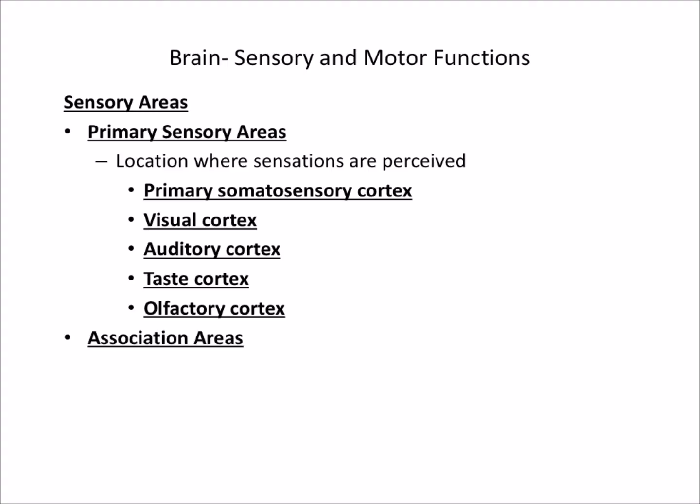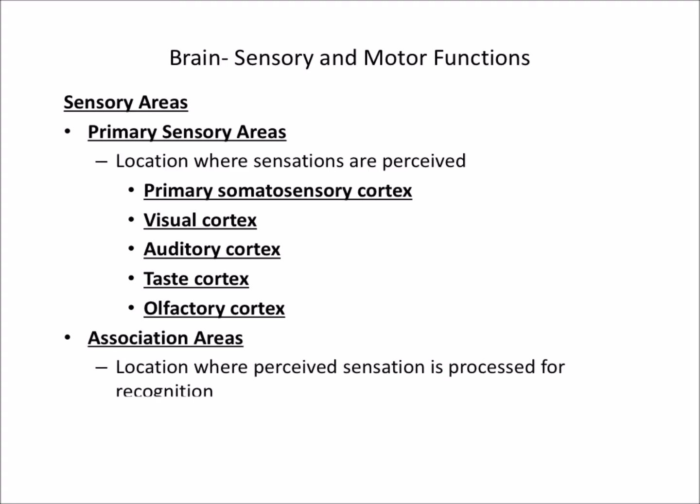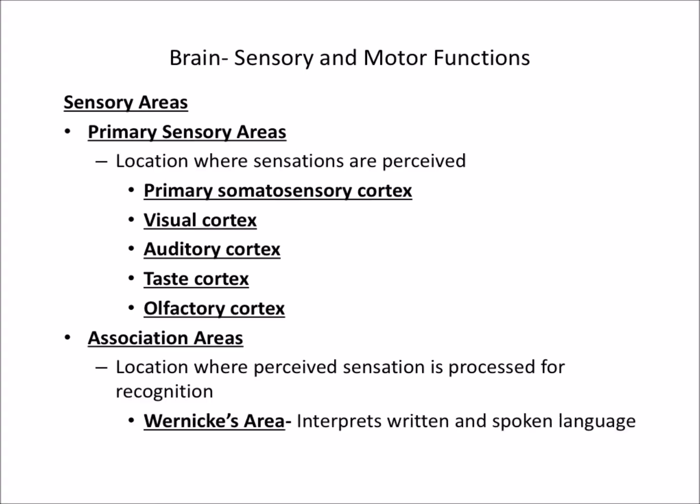The second section of sensory areas are called association areas. And association areas are the location where perceived sensation is processed for recognition. An important association area is called Wernicke's area. Wernicke's area is the area of the cerebral cortex where interpretation of written and spoken language occurs.